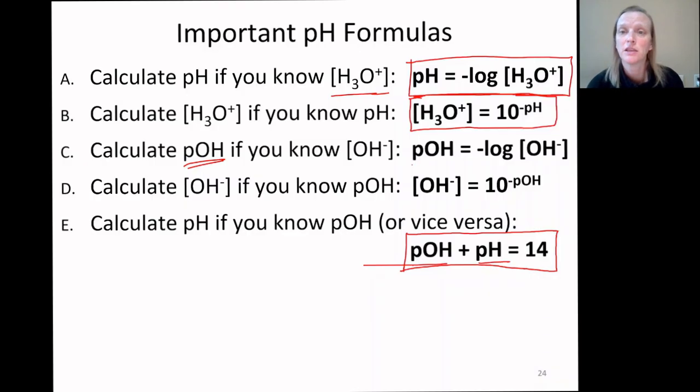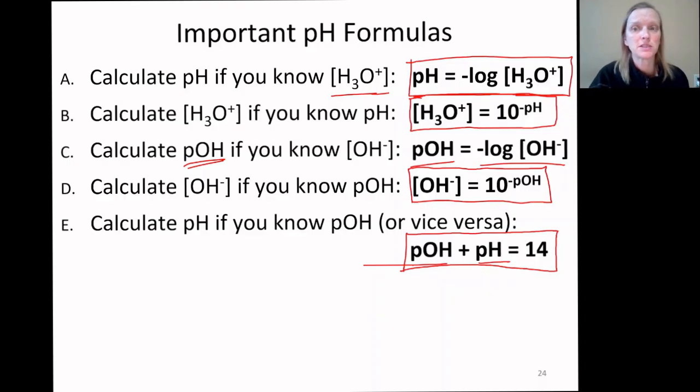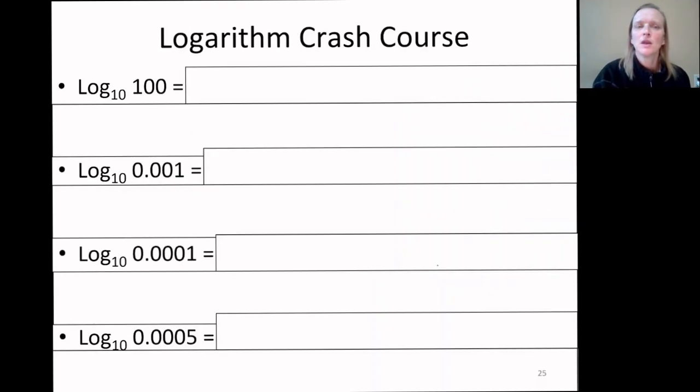So to calculate the pOH, you need to know the concentration of hydroxide ions, and you take the negative logarithm. Again, this equation can be reversed, much as the pH equation was reversed in equation B there. And as I said, pOH plus pH always sums to 14. So you have not learned about logarithms yet. You learn about those in Algebra 2.